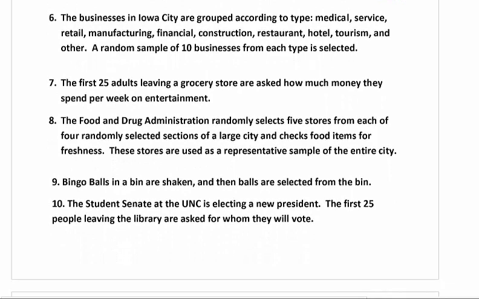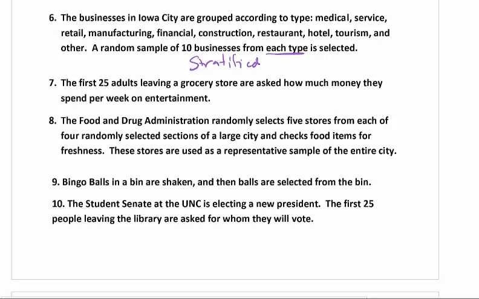So go ahead and read the last 5, 6 through 10. Pause this now, read them, fill it out. Number 6, businesses in Iowa City are grouped according to type: medical, service, retail, manufacturing, financial, construction, restaurant, hotel, tourism, and other. A random sample of 10 businesses from each type. Again, keyword, each type. So you're pulling from every single group, which is a strata in this piece. This is called a stratified sample.